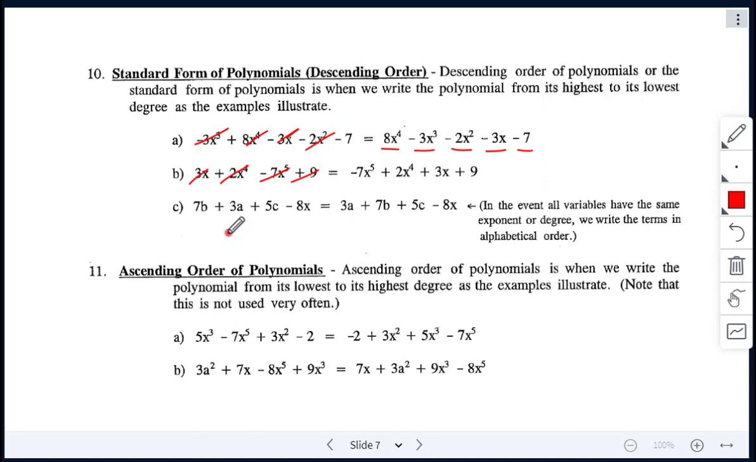All right, here, the exponents, they're all degree 1, all of the terms. So in something like this, then we would just write it in alphabetical order. So we would take 3a first. It's positive 3a, positive 7b, positive 5c, and then the negative 8x.